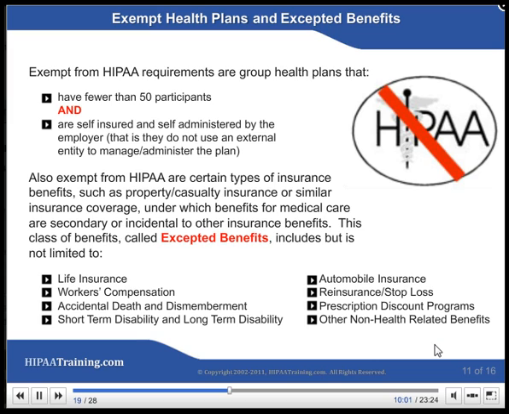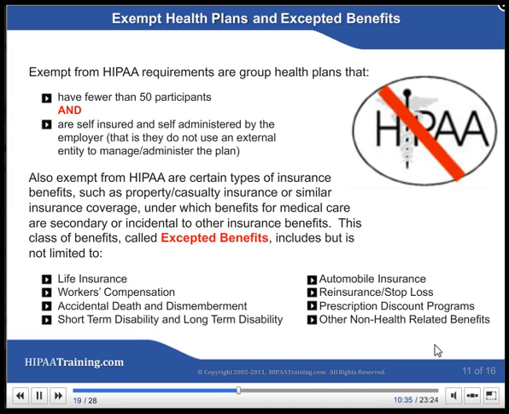Exempt health plans and accepted benefits. Exempt from HIPAA requirements are group health plans that have fewer than 50 participants and are self-insured and self-administered by the employer. That is, they do not use an external entity to manage or administer the plan. Also exempt from HIPAA are certain types of insurance benefits, such as property or casualty insurance or similar insurance coverage, under which benefits from medical care are secondary or incidental to other insurance benefits.